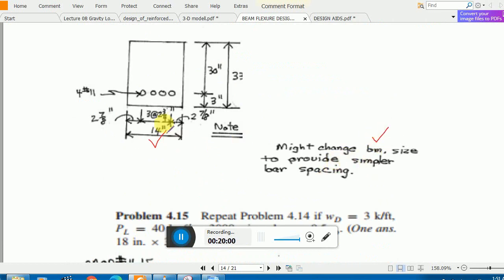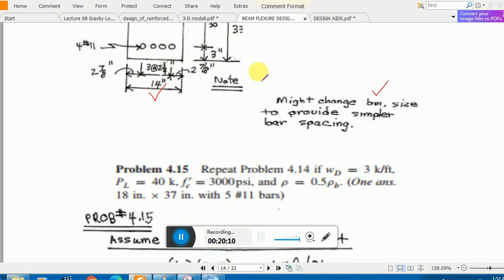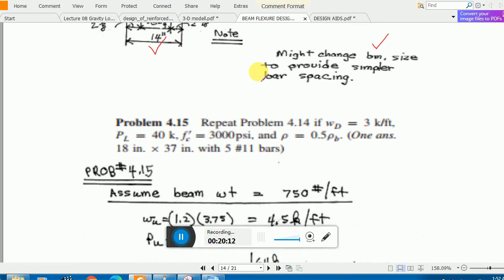Yes, b minimum should be checked. If it is not fulfilled, for example, then you have to use these bars in 2 layers. Okay, and if you are using 2 layers, then your d will be repeated. Remember, this is not so simple.